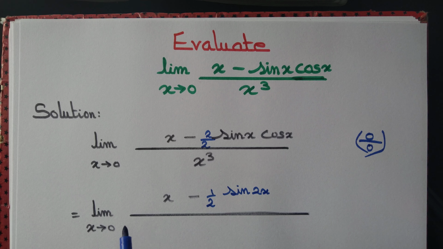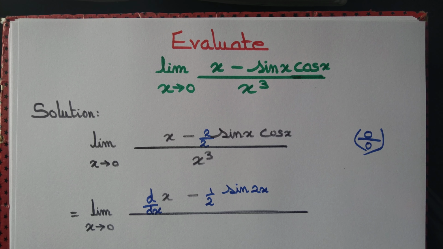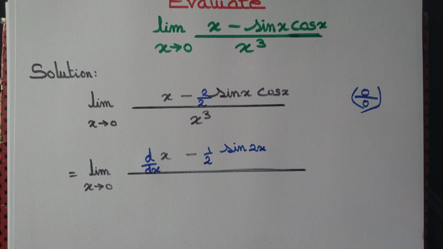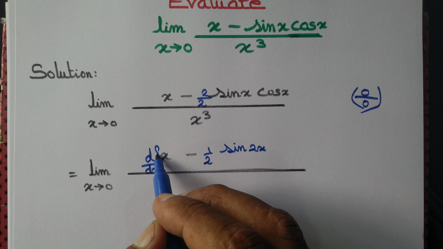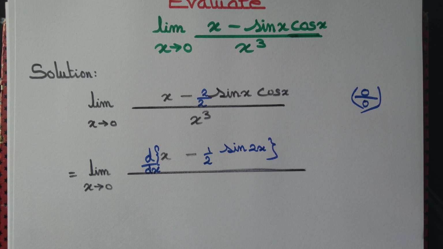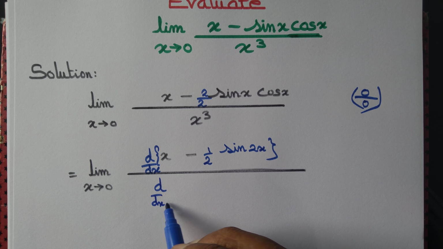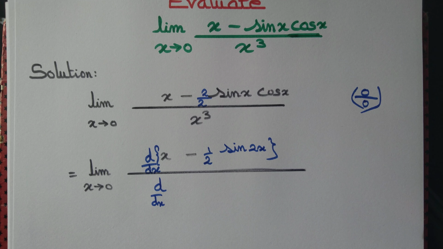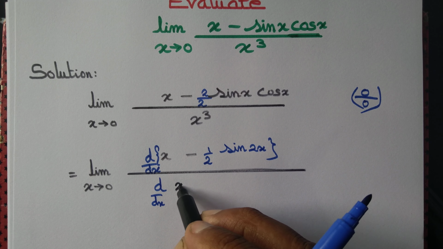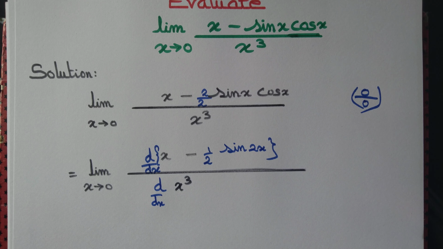If we apply L'Hopital's rule and if we are able to compute the value, then we are able to compute the limit. Let's apply L'Hopital's rule and try to compute the limit. We simply differentiate the numerator and we simply differentiate the denominator. Denominator is x cubed. That's what L'Hopital's rule is all about.